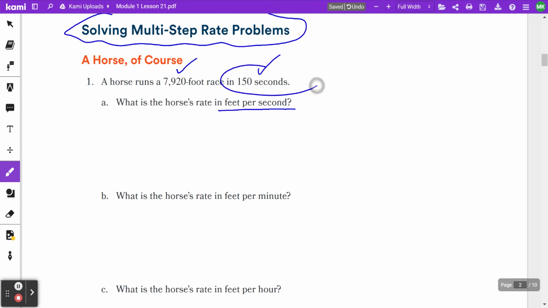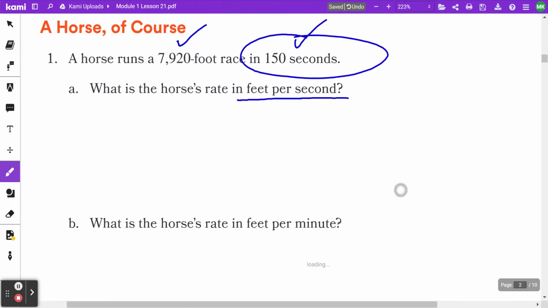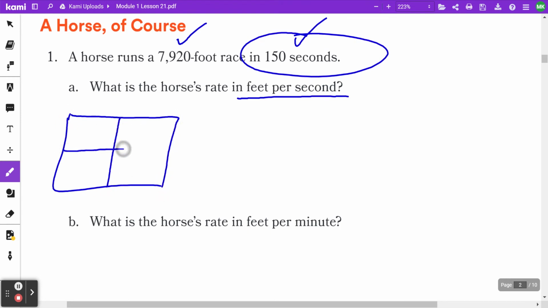Well, if they're giving us a rate of 150 seconds, that's not so bad, because then, let me zoom in here a little bit. Gives a little more space. Watch what happens here. I'm going ratio chart land. Get my 2 units in there, feet and seconds. Let's start with what they give us, that given ratio: 7,920 feet, 150 seconds.